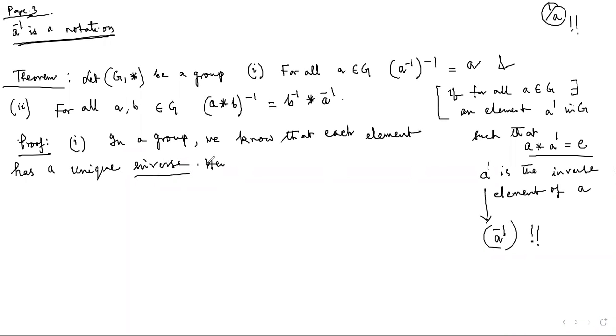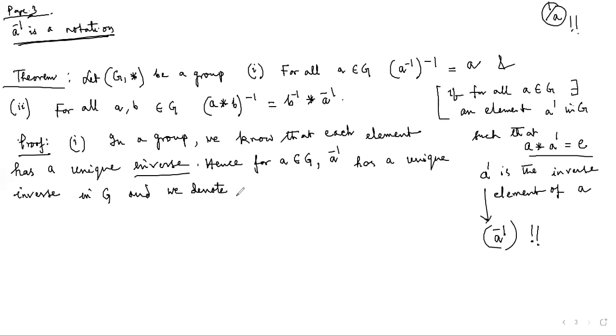Hence, for A belonging to G, A inverse has a unique inverse in G, and we denote this by A inverse.